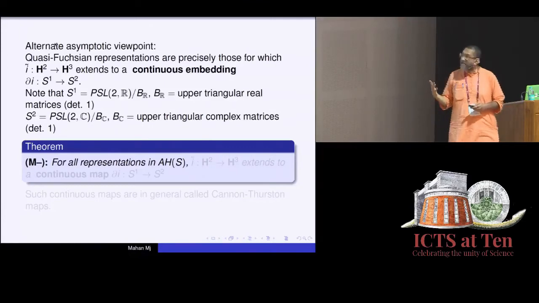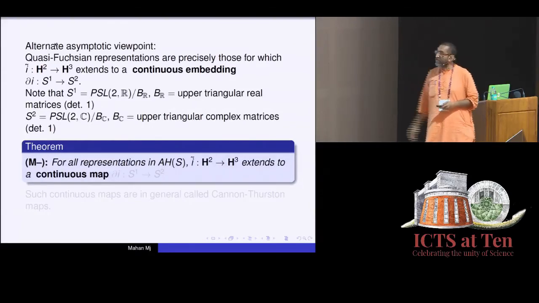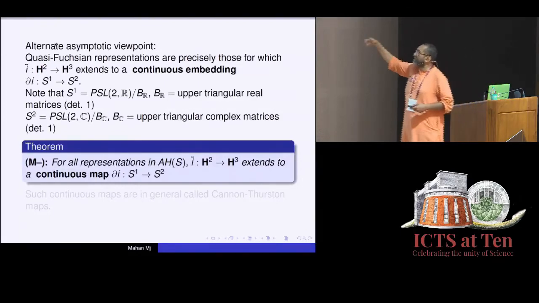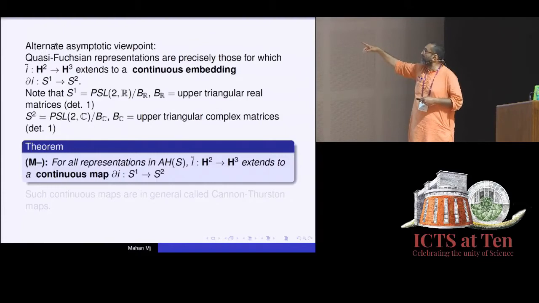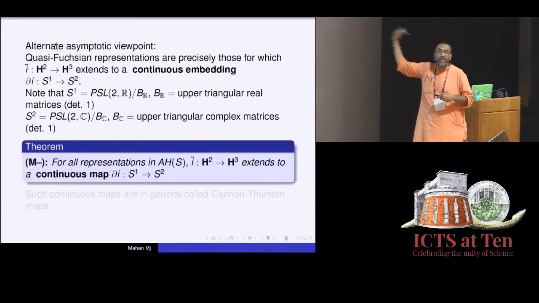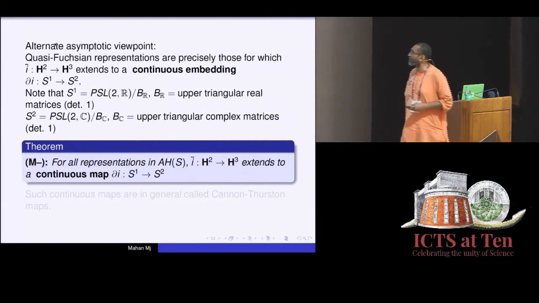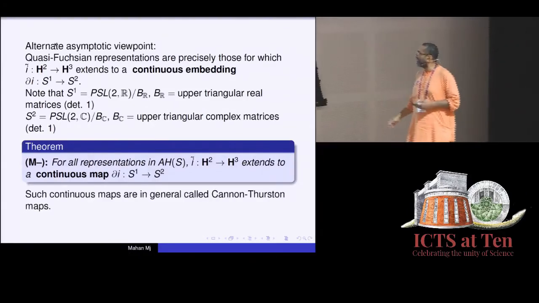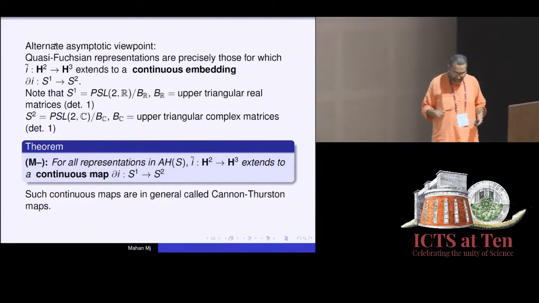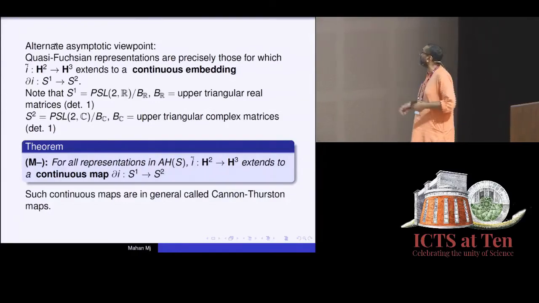And the answer is that if you remove from this condition the word embedding, then you get exactly these other limiting representations. So the asymptotic viewpoint essentially says that the inclusion of the hyperbolic plane into hyperbolic 3 space extends continuously to a map, not necessarily injective, from the circle to the sphere. The first family of these exotic asymptotic maps was discovered by Cannon and Thurston, so these are called Cannon-Thurston maps.